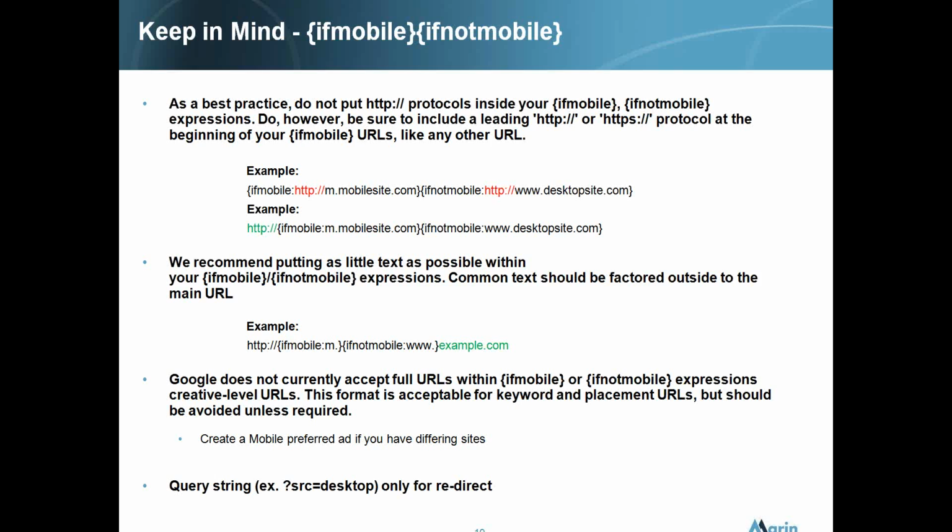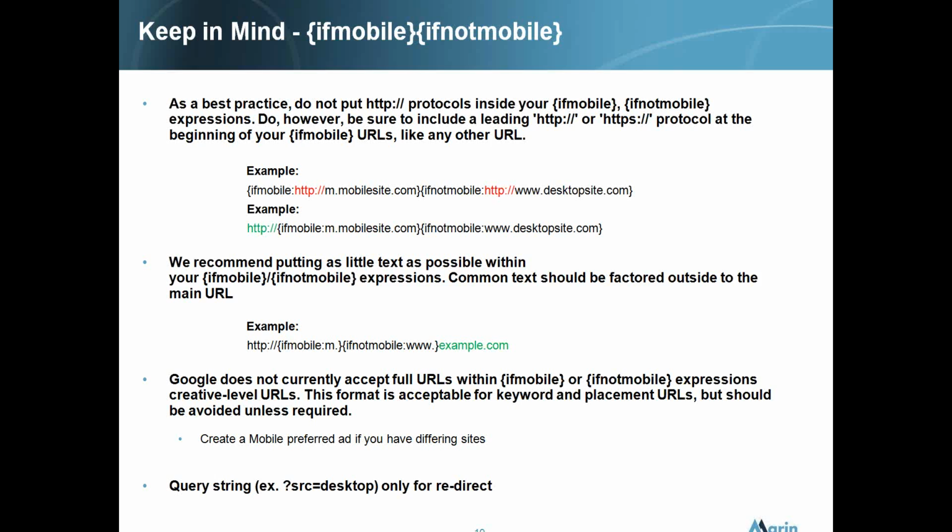Again, if you are utilizing keyword level URLs or placement level URLs, this isn't the biggest issue, but if you are using, say, creative level URLs to track and send your users to your site, just something to keep in mind is that if you are sending your users to completely separate sites, you will have to utilize the mobile preferred ad if you're going to have everything in those ValueTrack parameters.